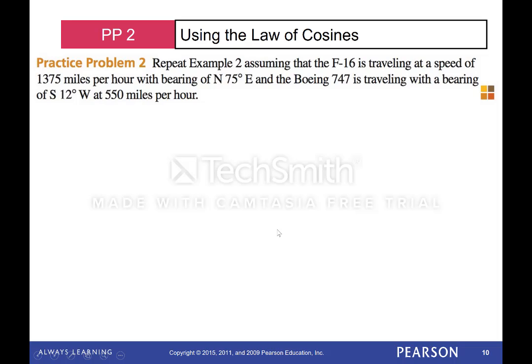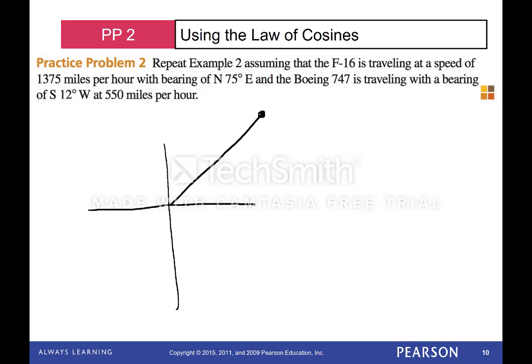So our problem: repeat example 2, assuming that the F-16 is traveling at a speed of 1375 with that kind of a bearing, and then the Boeing 747 is traveling south, also with its own bearing. That changes up the problem a little bit here. Let's draw it out. Let's see what we get.